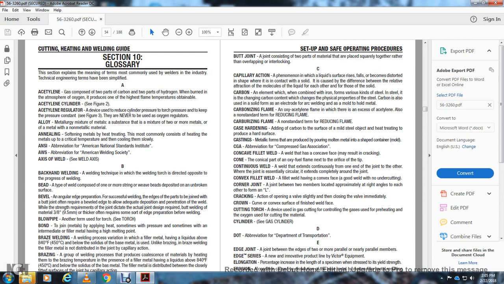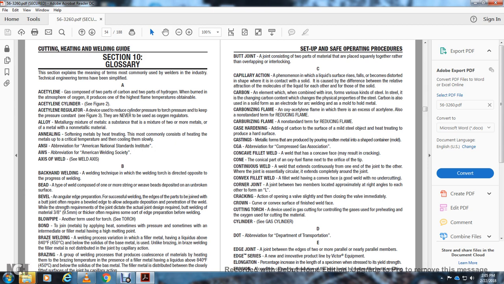Capillary action, a phenomenon in which liquid surfaces are distorted in shape where they contact a solid. It is caused by the difference between the relative attraction of the liquid's molecules for each other and those for the solid. Carbon, an element which is combined with iron to form various kinds of steel. Changing the carbon content changes the physical properties of the steel. Carbon is also used in solid form as an electrode for arc welding, and molded into molds to hold metal.